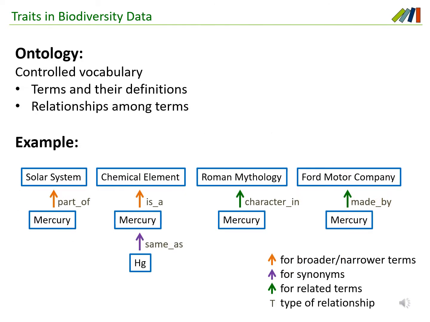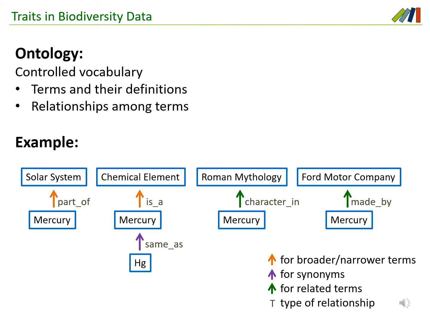An ontology is a system of controlled vocabulary terms and definitions. Language is often ambiguous. Words can have more than one meaning. When talking about species traits, we want to be unambiguous about what we are describing. So let's take a non-biological example, the word mercury.